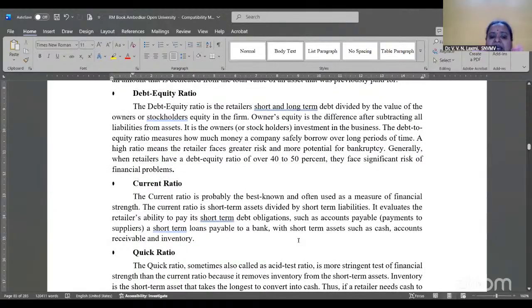Then comes the current ratio. To understand the current ratio, short-term assets are always divided by the short-term liabilities, and current ratio talks about the present financial strength of the company.